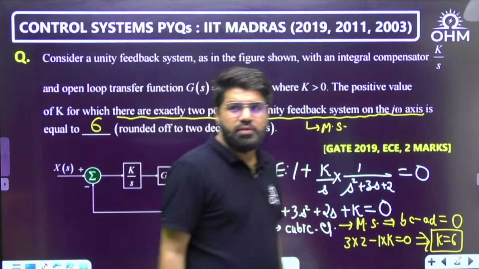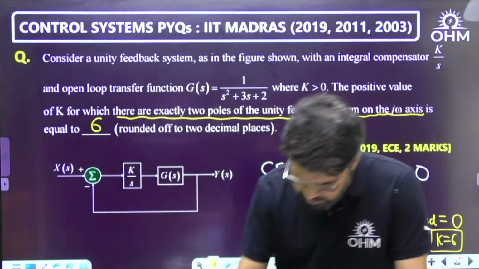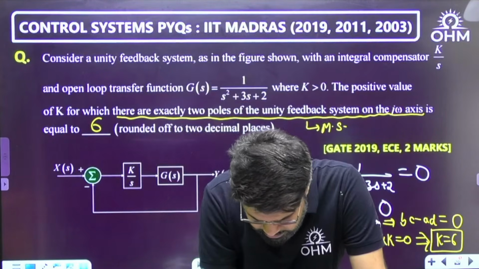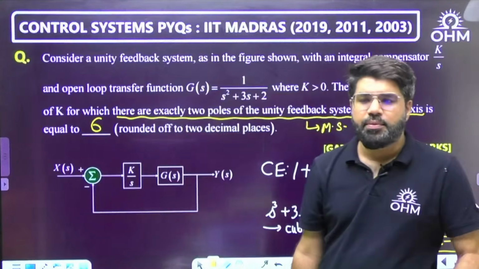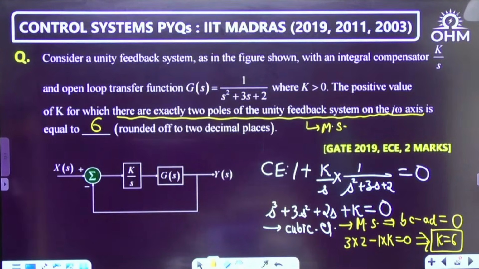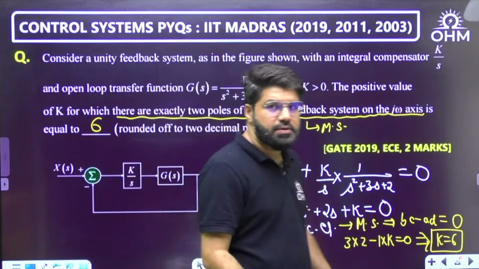It is a NAT question. You can fill up the answer as 6. Tell me any doubts, any type of confusion here. The final answer will be 6.